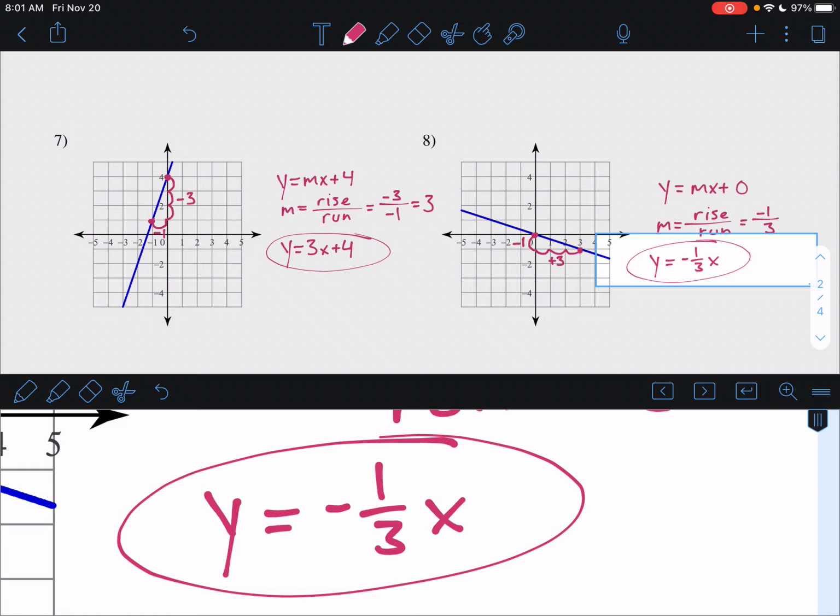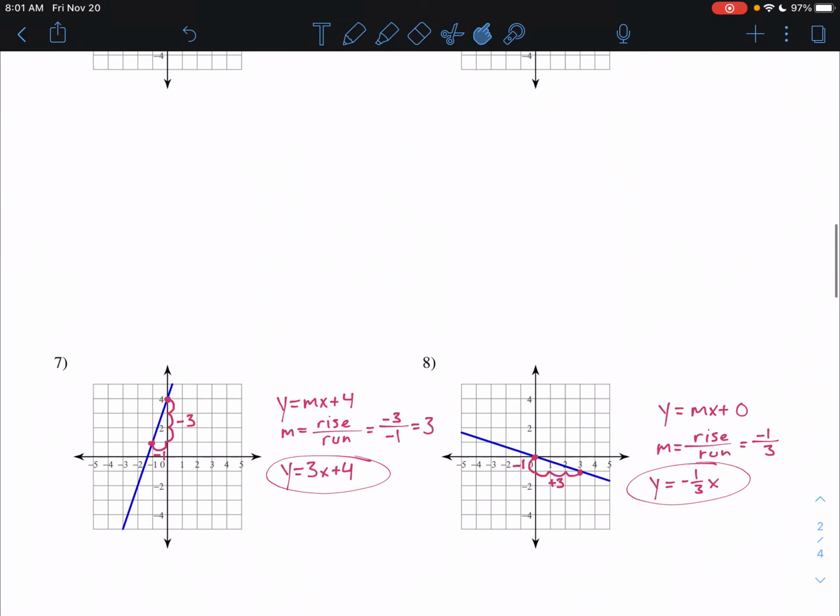So this is what you guys are doing on the DeltaMath activity. It's only 7 questions. You just have to do this. So please log into DeltaMath.com and do that activity. It should not be too bad. And please make sure that you show up in class.